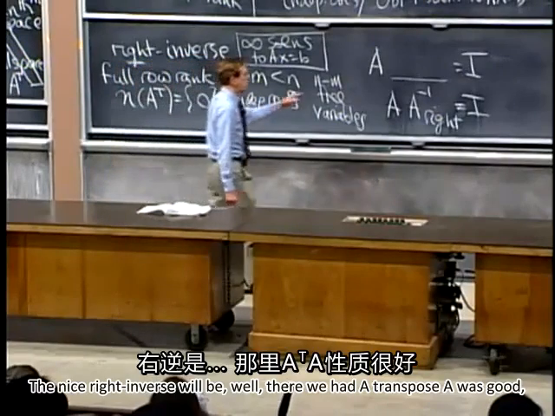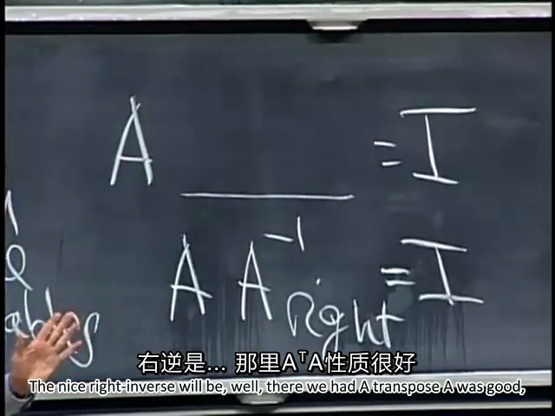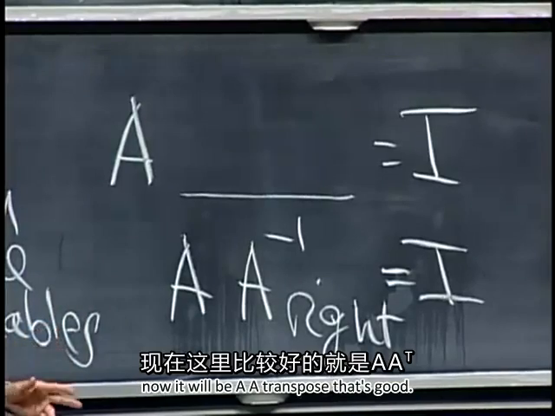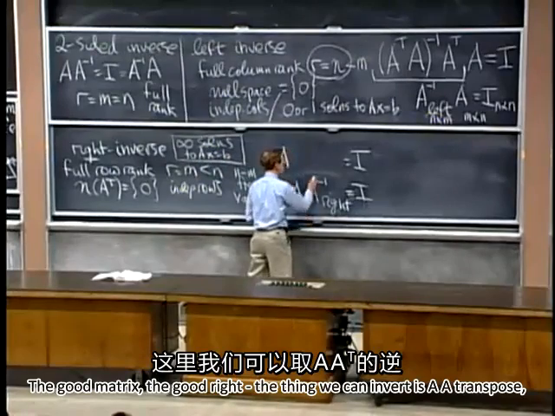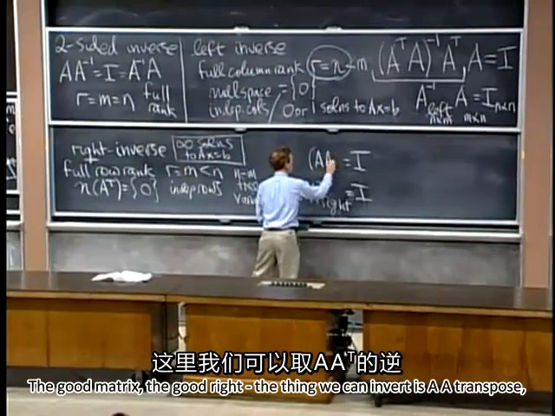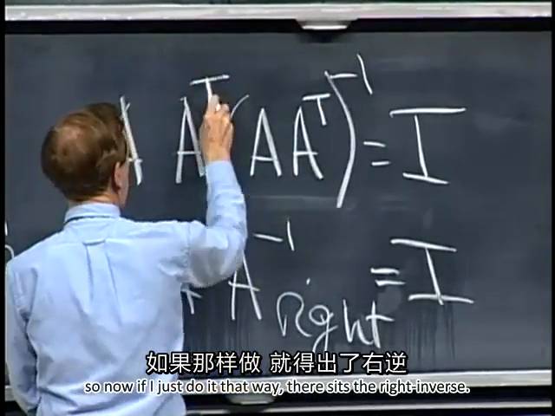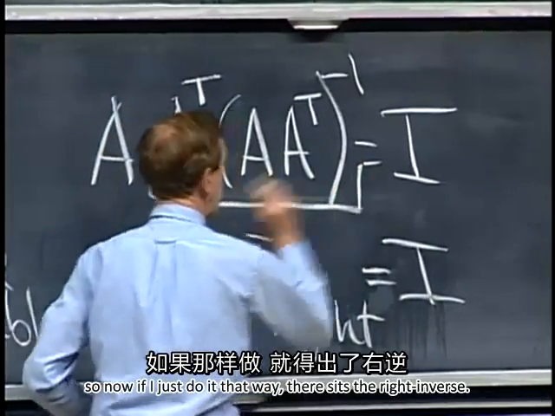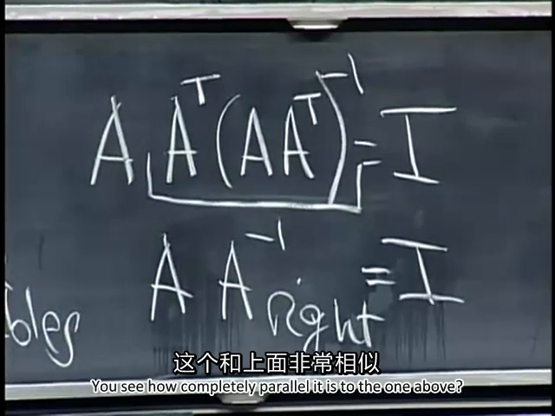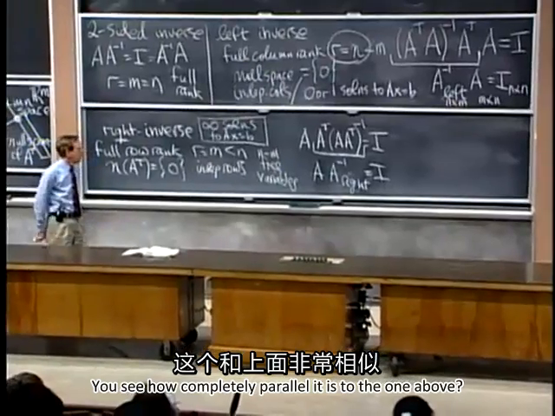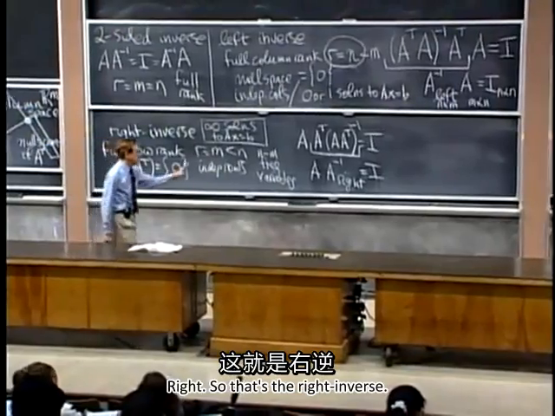The nice right inverse will be, well, there we had A transpose A was good. Now it'll be A transpose that's good. So the good matrix, the thing we can invert, is A transpose. So now if I just do it that way, there sits the right inverse. You see how completely parallel it is to the one above. Right. So that's the right inverse.